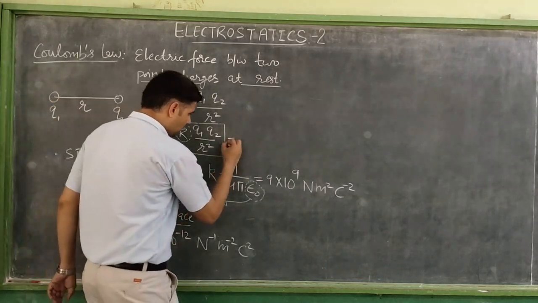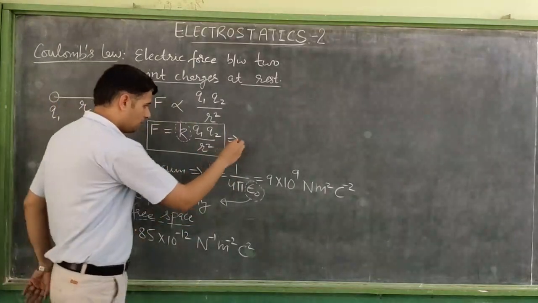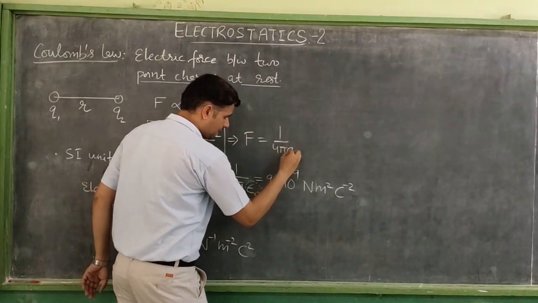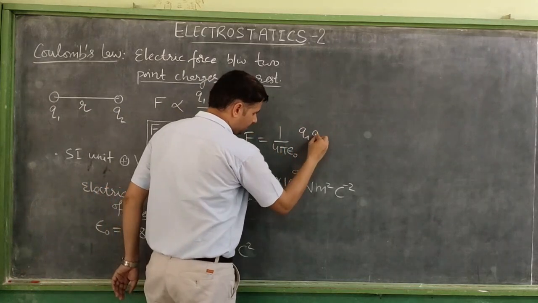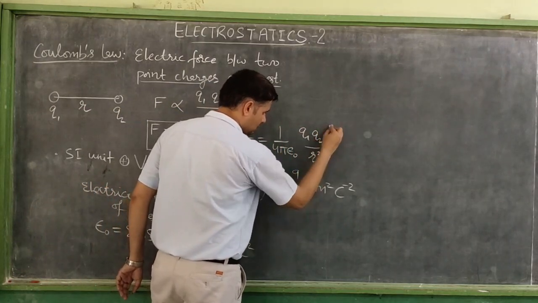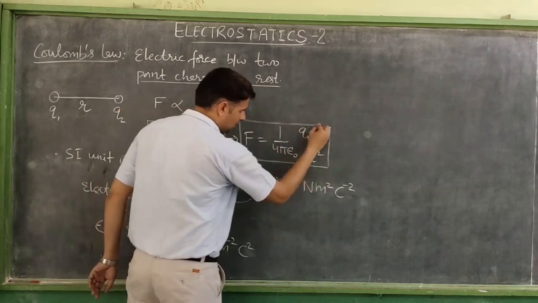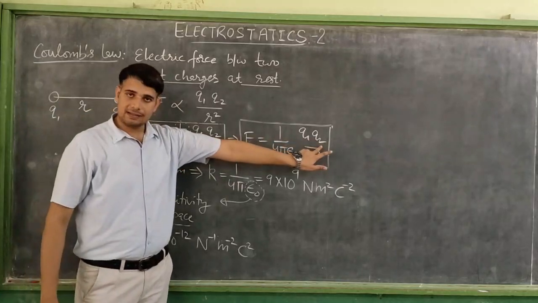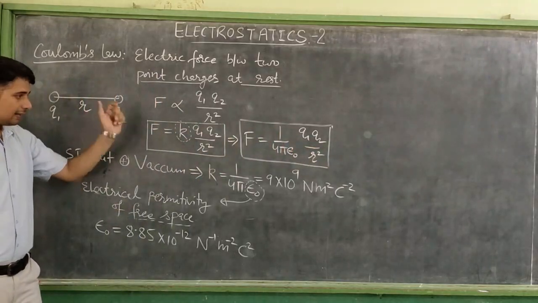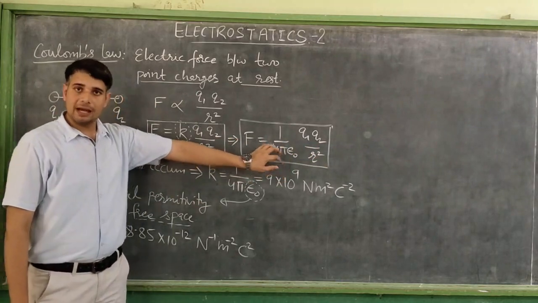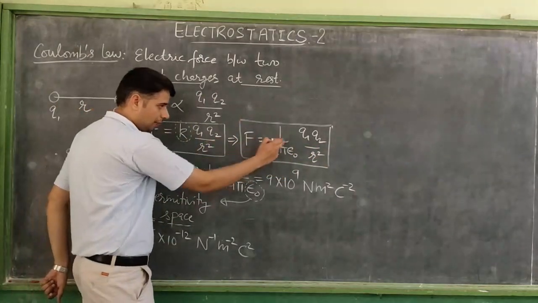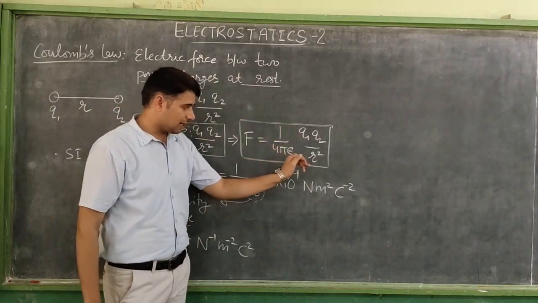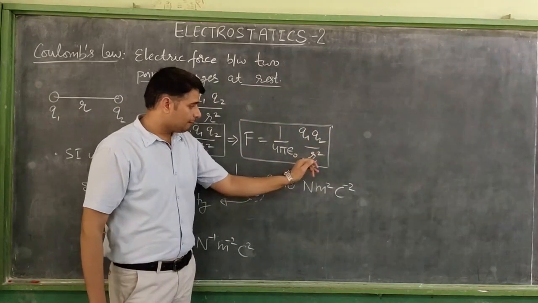Now what we can modify here is: force will be equal to 1 divided by 4 pi epsilon naught Q1 Q2 divided by R square. This is another expression for Coulomb's law, when 2 point charges are placed in vacuum and the system of units we are choosing is SI units. So this K becomes 1 by 4 pi epsilon naught, and force will be simply 1 divided by 4 pi epsilon naught Q1 Q2 divided by R square.